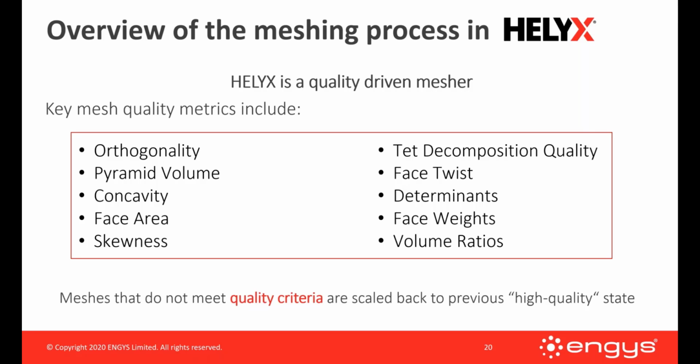One of the important things about a quality-driven mesher is that meshes that do not meet the quality criteria are scaled back to a previous high-quality state. So this is very important with something like layer addition. So if it inserted a layer, but it squashed a cell above a layer as it's pushing into the domain, and it created a very skewed cell, or the aspect ratio wasn't very good, then it would collapse that layer. And so that oftentimes is why we see layer collapse with the standard layer addition algorithm.